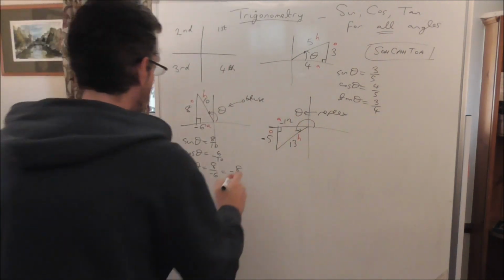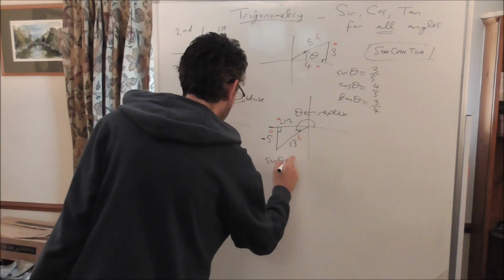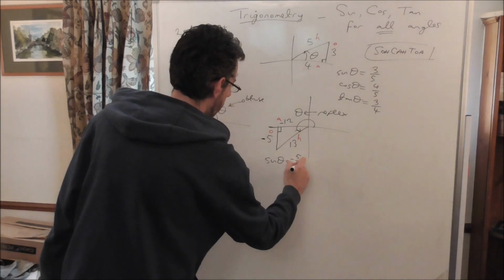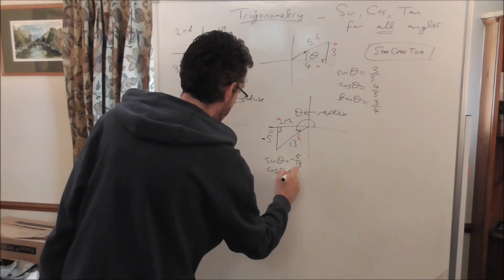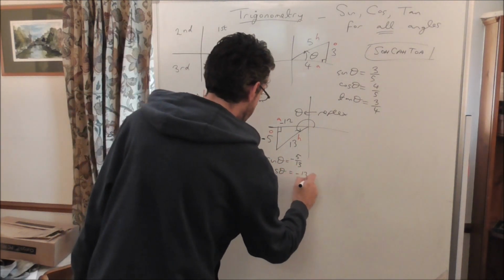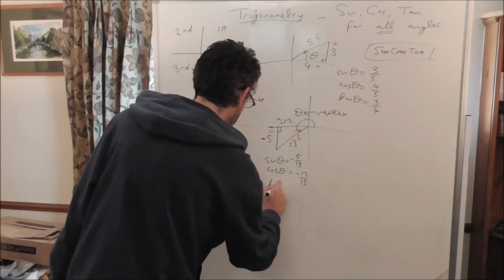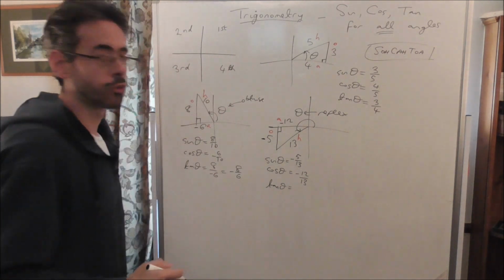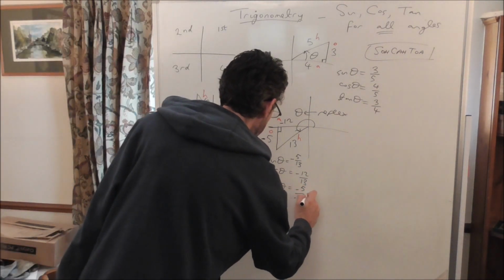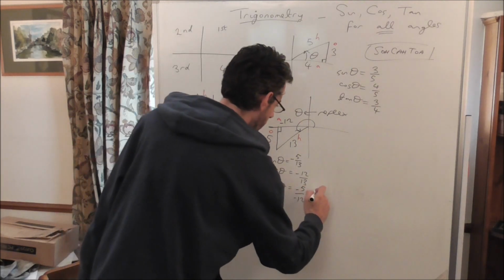So right, let's write down sine theta, cos theta and tan theta for this reflex angle. Sine theta is opposite over hypotenuse, so it's minus 5 over 13. Cos theta is adjacent over hypotenuse, so it's minus 12 over 13. And tan theta is opposite over adjacent, which is minus 5 over minus 12. The negatives cancel out, so that's also the same as 5 over 12.